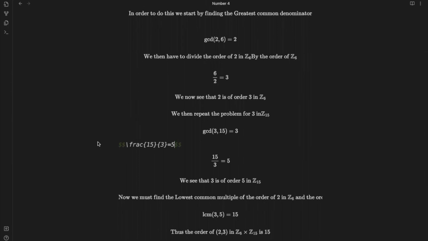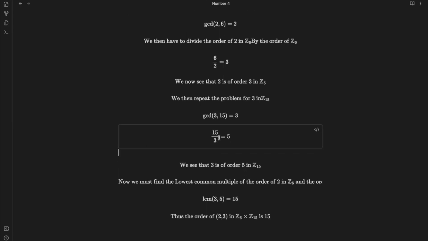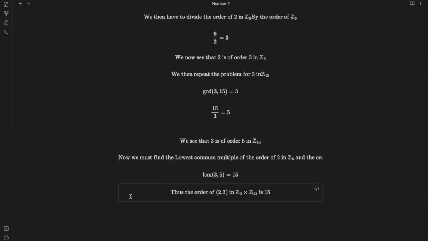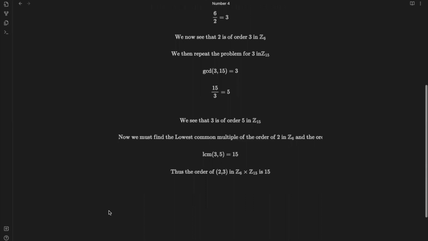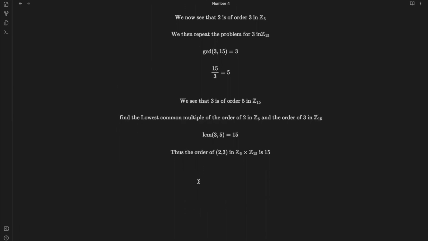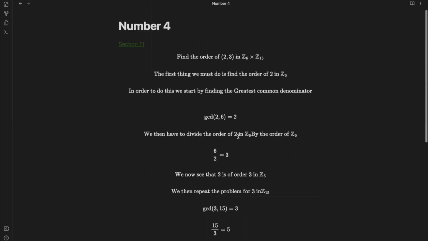We then repeat the problem for 3 in Z15, and the GCD of 3 and 15 is 3, and 15 divided by 3 is 5. We see that 3 is of order 5 in Z15. Now we must find the least common multiple of the order of 2 in Z6 and the order of 3 in Z15, and the least common multiple of 3 and 5 is 15. Thus, the order of (2, 3) in Z6 times Z15 is 15.